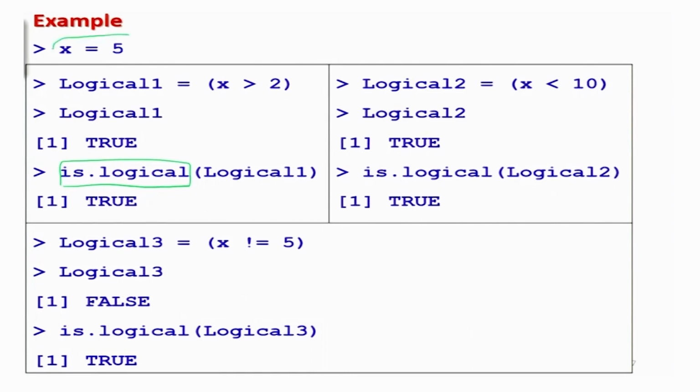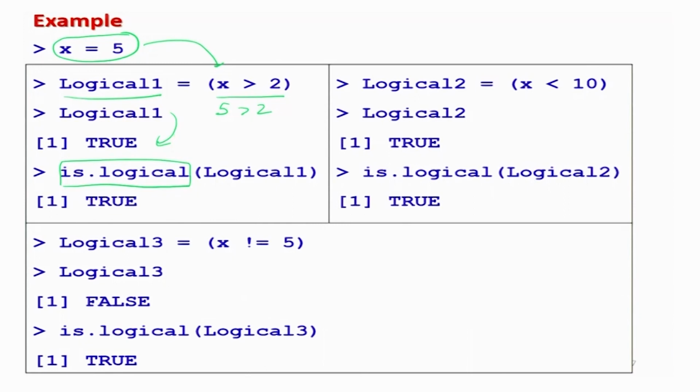So, I take a variable x whose value is 5, and then I define a variable logical1 equal to x greater than 2. So, x is coming from here. The outcome of this statement, that 5 is greater than 2, is going to be stored in the variable logical1. So, 5 is greater than 2, you can see there is no issue. So, the outcome of logical1 is true.